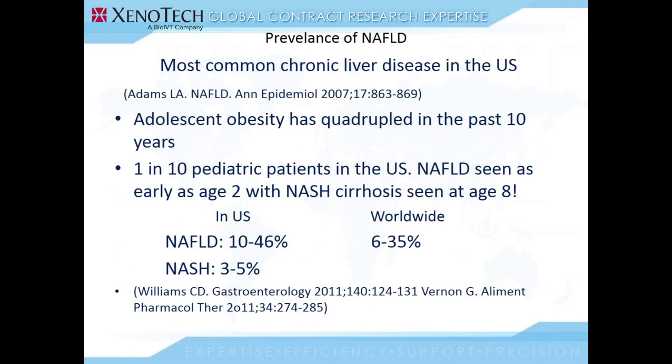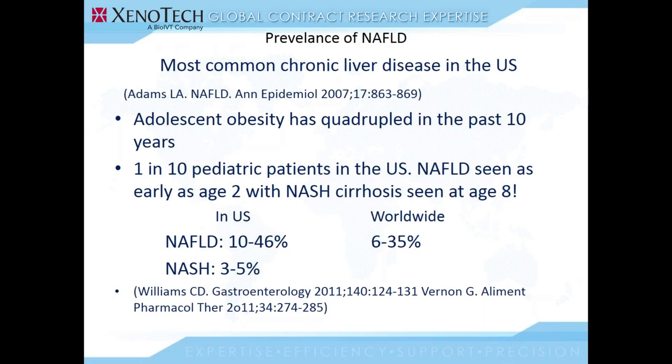Prevalence of this condition. The most common chronic liver disease in the US currently is non-alcoholic fatty liver disease. It's related to adolescent obesity, which has quadrupled in the past 10 years. It could be considered somewhat alarming that 1 in 10 pediatric patients in the US has this disease. This disease has been seen, according to cited sources on this slide, as early as age 2, with NASH cirrhosis seen at the age of only 8.